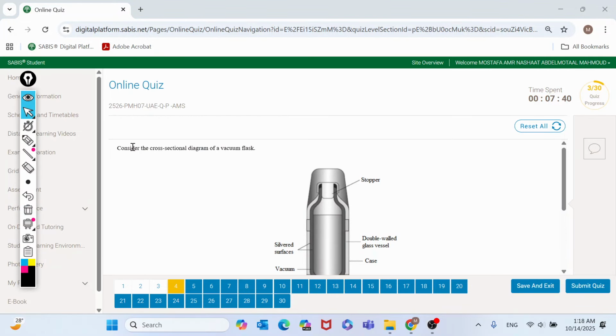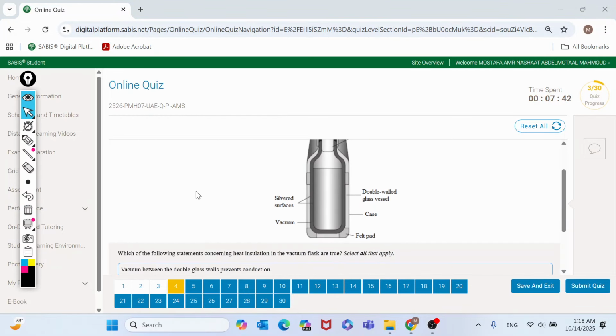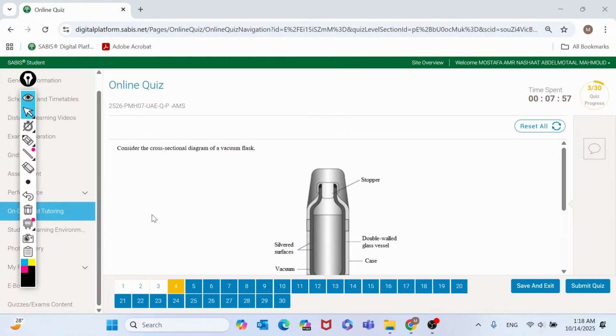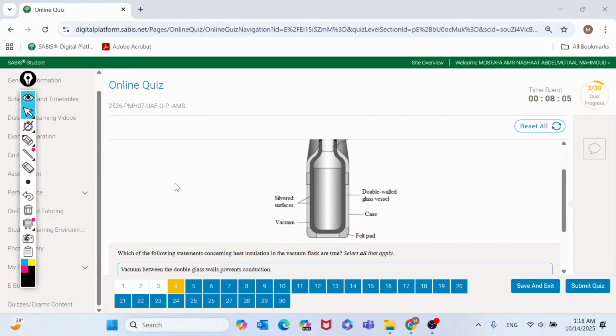Okay. Consider the cross-section area of a vacuum flask. Which of the following statements concerning heat insulation in the vacuum flask are true? Vacuum between the double glass walls prevents conduction. Yes, it does. Because conduction can happen in solids, in liquids, in gases, but it can't happen in a vacuum. The only one that can travel in a vacuum is radiation.